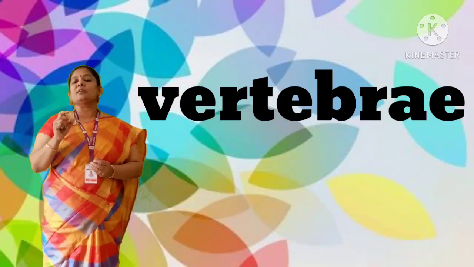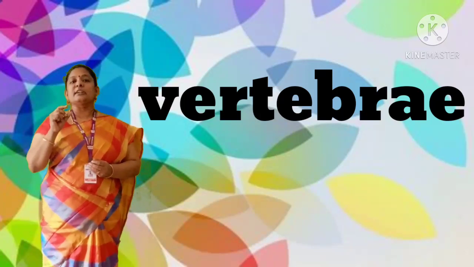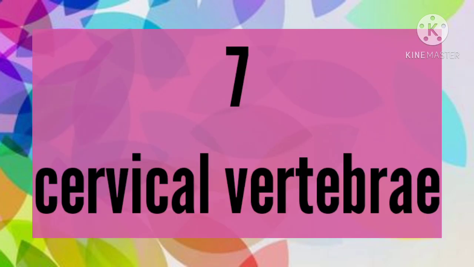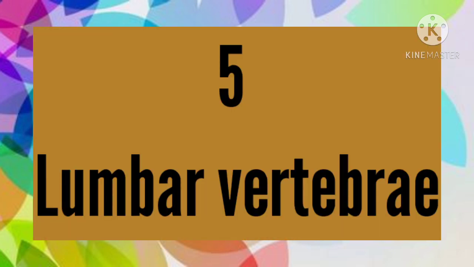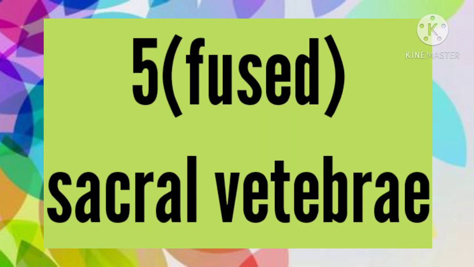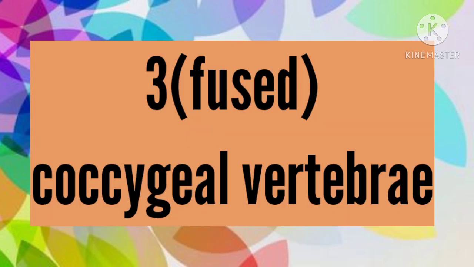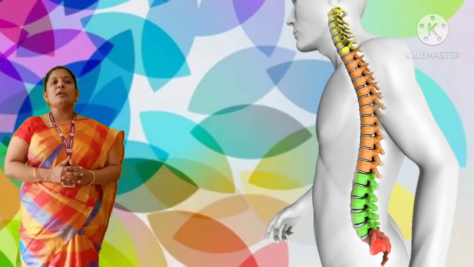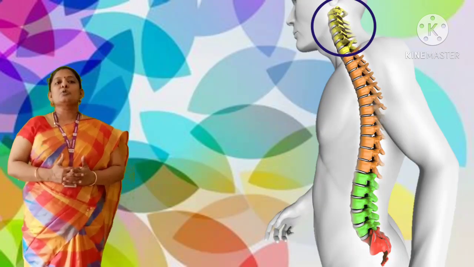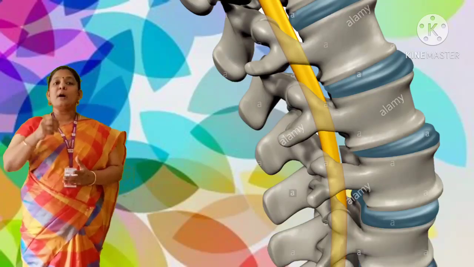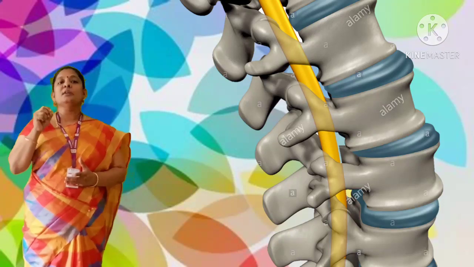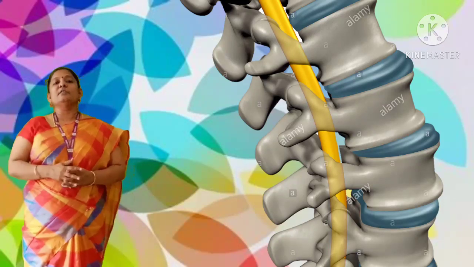What is the name of the bones present in the vertebral column? Vertebrae. The vertebral column consists of 7 cervical vertebrae, 12 thoracic vertebrae, 5 lumbar vertebrae, 5 fused sacral vertebrae in the hip region, and 3 fused coccygeal vertebrae. The vertebral column runs from the base of the skull to the hip bone forming a tube. The spinal cord passes through this hollow region of the vertebrae, inside the vertebral column.